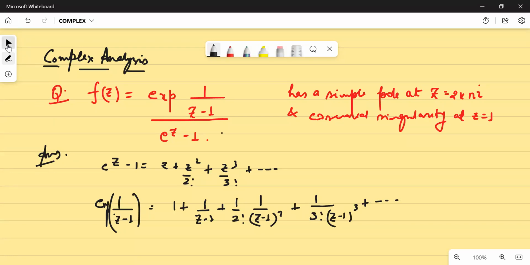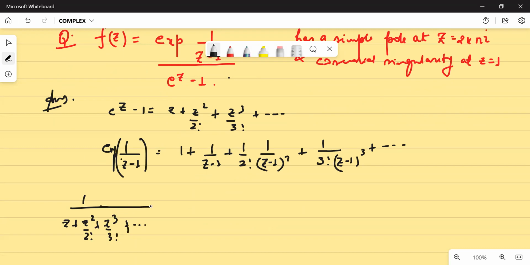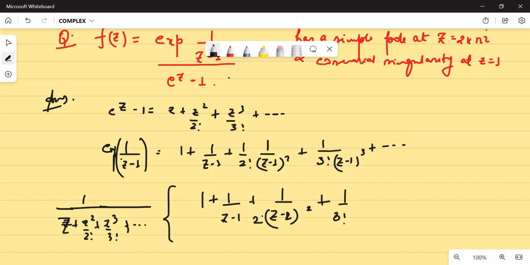So what you'll end up getting is 1 upon z plus z square upon 2 factorial plus z cube upon 3 factorial on the denominator end. And on the numerator end, you will have 1 plus 1 upon z minus 1, plus 1 upon 2 factorial times z minus 1 whole square, plus 1 upon 3 factorial times z minus 1 whole cube, and so on. What you're finding is that indeed z equal to 0 is a singularity, so I'll count that in this, because here n belongs to Z. So I'll count n equal to 0.